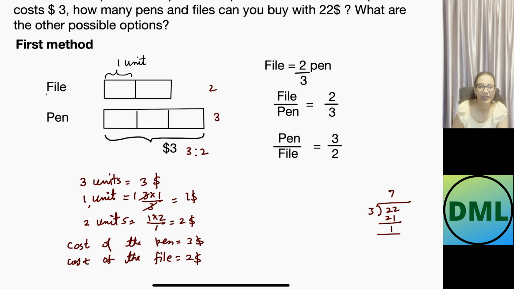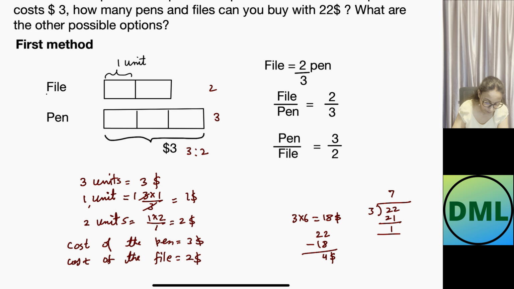But he says that I have to purchase both. This shows that I have to go one below that. That means I will go to 3 times 6. 3 times 6 is 18. So I can buy 6 pens and I will spend $18. How many dollars are left with me? 22 minus 18 will give you $4 left.